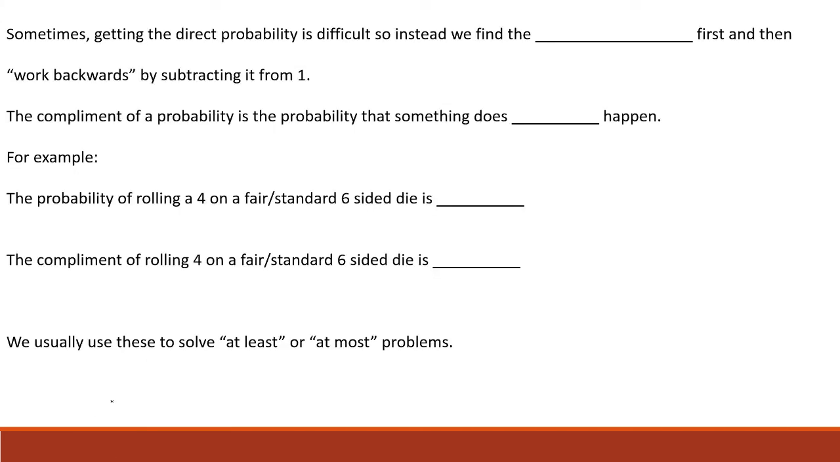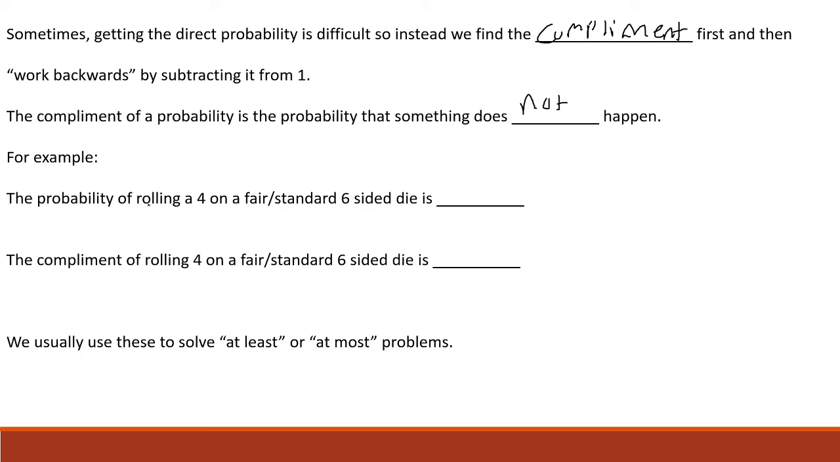And then sometimes if you want to go backwards, like doing at least probabilities, getting the direct answer is a little bit difficult when you're doing at least. So instead we, again, work backwards. So we're going to do something called finding the complement. What that means is that we're going to find the probability that something does not happen. And if I figure out the chance that something does not happen and I subtract that from 1, then I have the chance that it happens at least once.